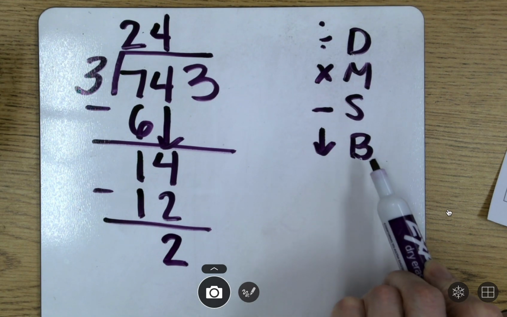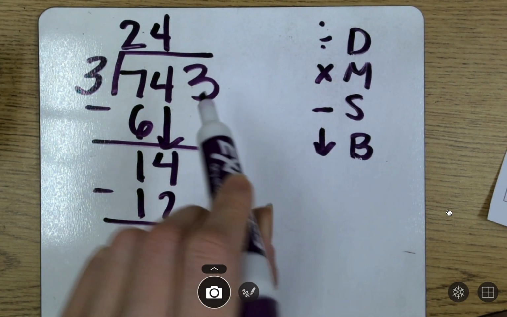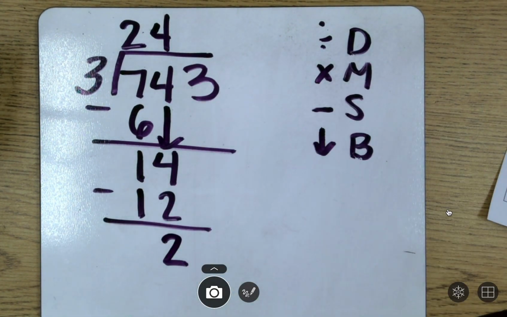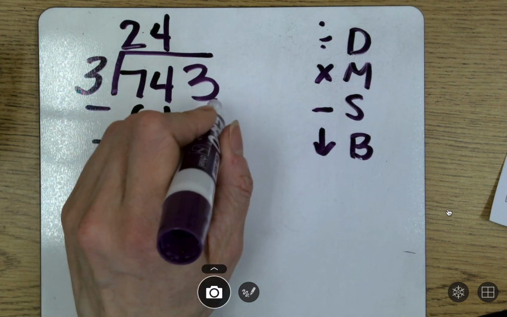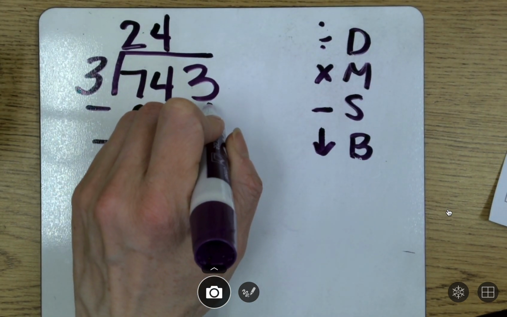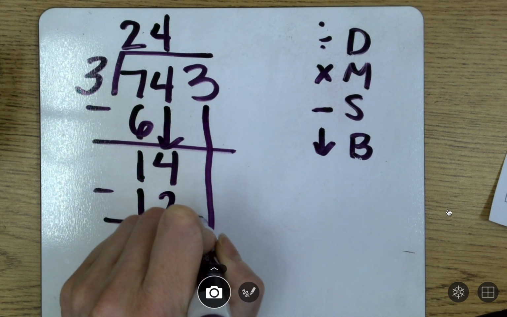And then we go up and we see, is there another number to bring down? Absolutely. The 3. Long arrow.